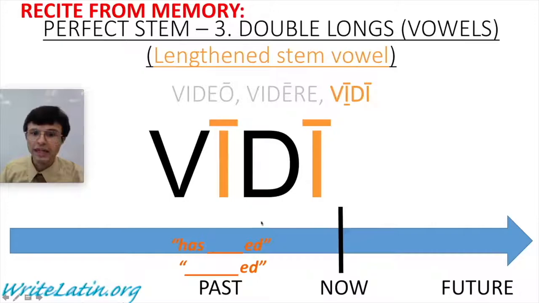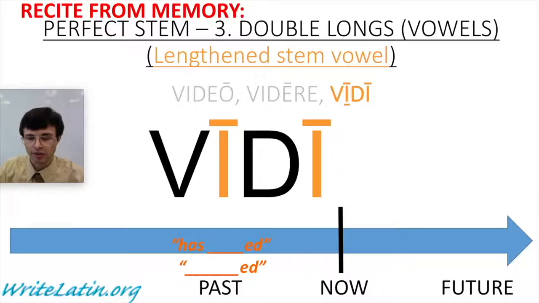Weedy, here's another sign of the perfect tense. Now this one is not so obvious. The V occurs in about 60% of the words, but there's another 40% that doesn't follow that tip-off flag sign of the perfect tense.